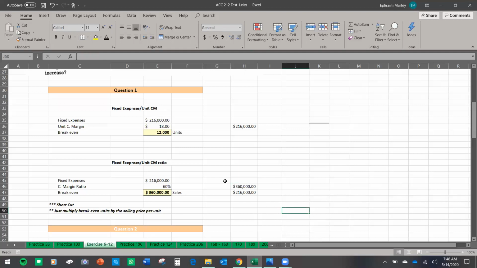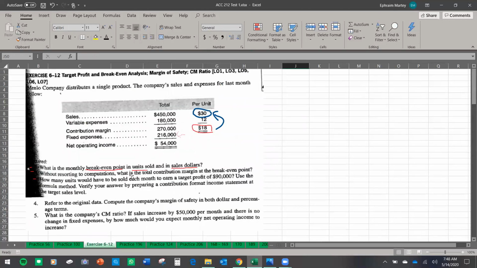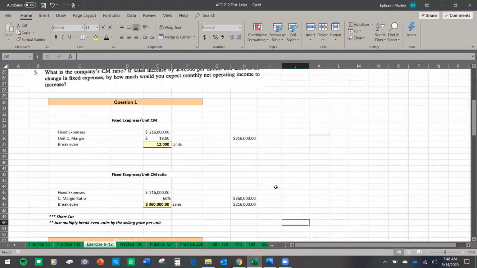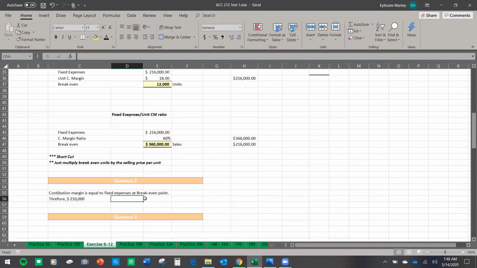Okay. So let's move on to the second one. What is our number 2? Without resorting to computation, what is the total contribution margin at the break-even point? I've already explained this. To have a break-even, your contribution margin should be equal to your fixed expenses. So in this case, our fixed expense is 216,000. So even without thinking about it, our contribution margin is 216,000. It has to be 216,000 in order to have a break-even point. So that is how you need to answer it. Contribution margin is equal to fixed expense at break-even point. Therefore, 216,000. We don't even have to think. Let's move on and go to the next one.